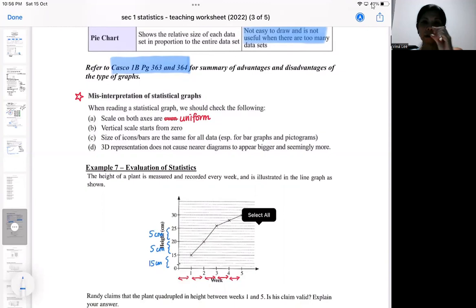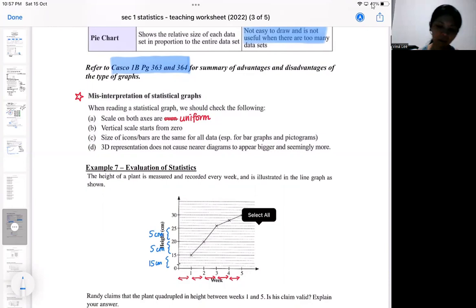It's like drawing a model. If your model is not uniform, like your 2 units are actually bigger than your 1 unit, or your 2 units are actually smaller than your 1 unit, then it doesn't make sense. So that's the first thing you look out for.